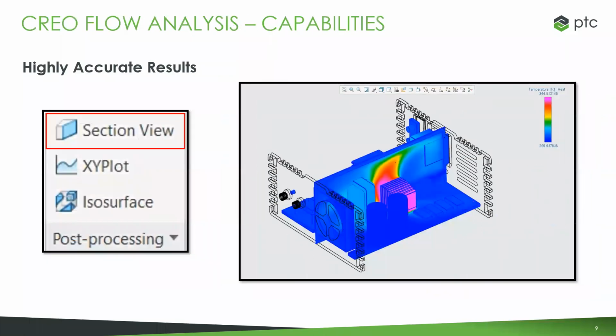And in conjunction with that speed, the results that we're getting back are highly accurate. We have many different ways of viewing the results: taking section views, creating XY plots, viewing ISO surfaces. I'm going to go through and show a lot of this, but with that, not only getting the results back, but getting it into a form that actually provides insight rather than just a bunch of data lying around that you have to try to sort through. We can really get that into a form that makes sense for the designer and really gives us that good insight.